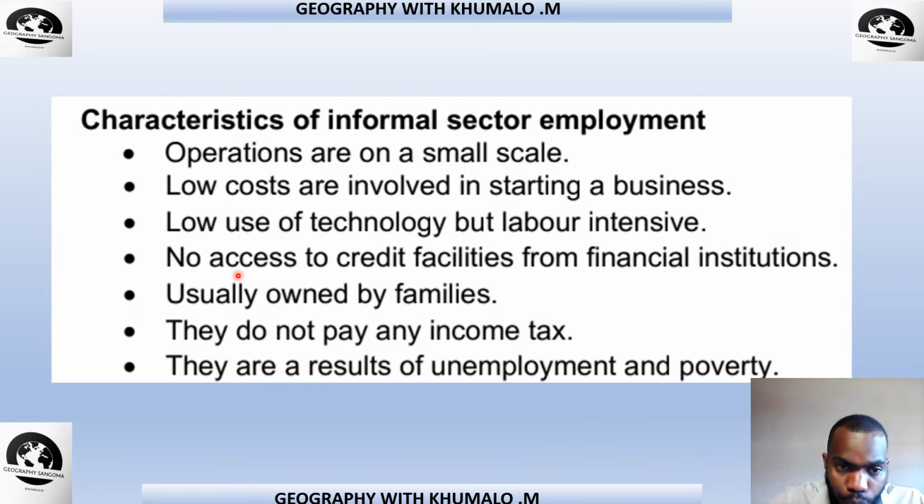And then no access to credit facilities from institutions. So those businesses can't take loans because they are not registered. They are usually owned by families. They do not pay any income tax. But remember, grade 12, when you answer and write it in an exam, you don't just say they don't pay tax. They don't pay income tax, or they don't pay tax to the government or to SARS. They are a result of unemployment and poverty. Because of unemployment and poverty, then we get this informal sector.